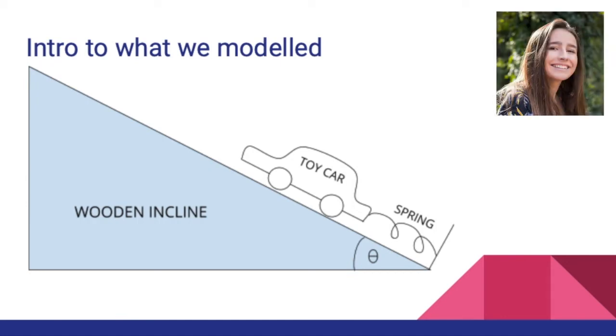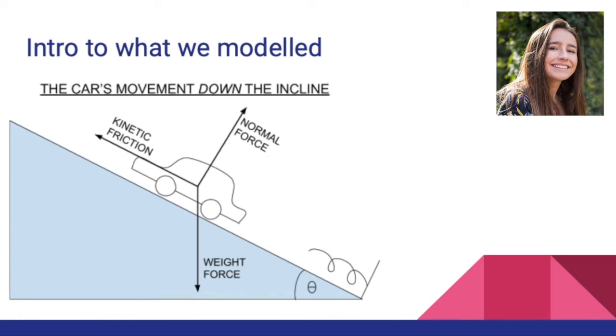For our project, we were hoping to model the movement of a toy car on an incline as it collides with a spring. To do that, we had to consider all of the forces acting on the car. As the car moves down the incline, it's acted on by three forces: the force of kinetic friction that's pointing upwards to oppose its motion, its weight force, which moves it downwards, and its normal force, which keeps it up.